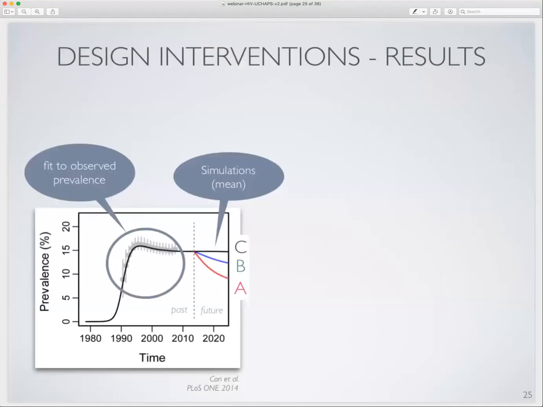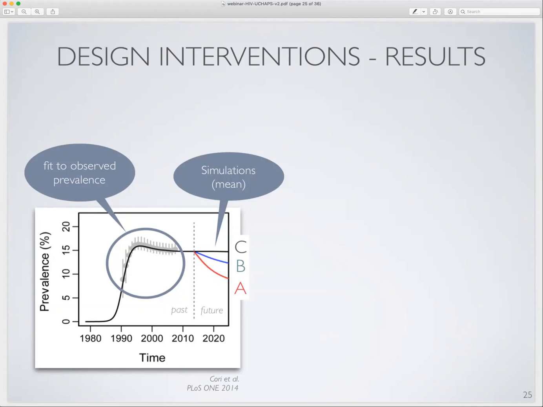So now, let's see what the simulations of this study, the results, tell us. And in particular, how likely will this trial be able to see the effects? Okay. So on this first figure, we see that the average prevalence of the simulations, which is represented by the black line, goes right through the observed HIV prevalence over the past 20 years. And this observed prevalence is represented by the gray points and the vertical segments that represent the confidence interval of these observations.